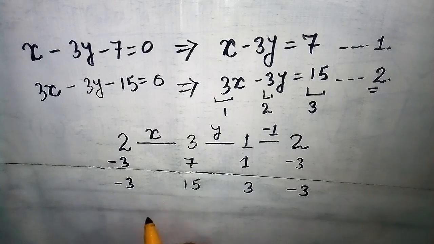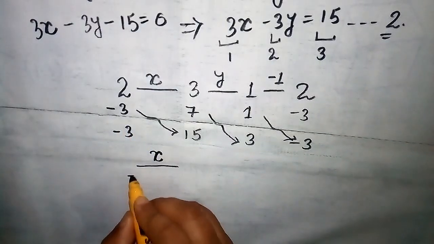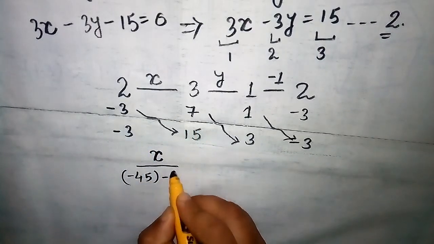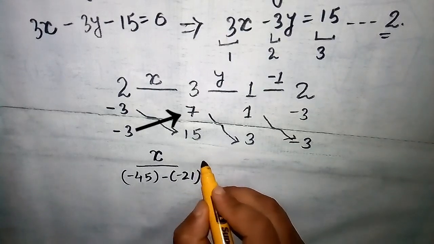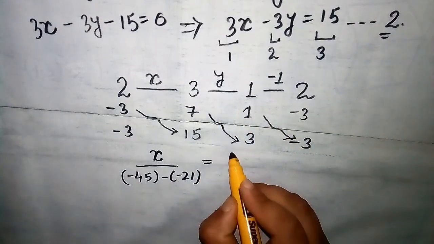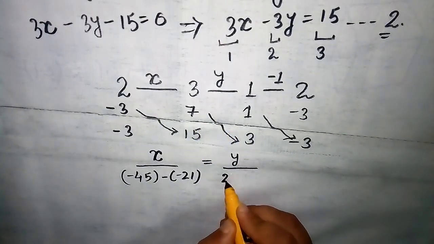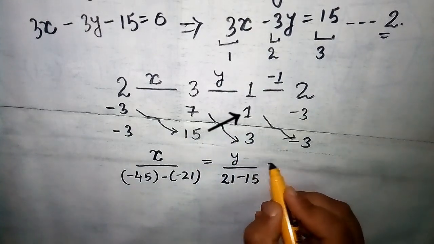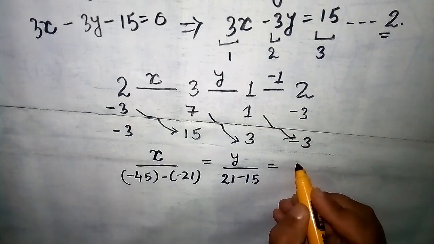So now let us solve it. So in the denominator of x we have to write cross multiplication of column 2 and column 3. So minus 3 into 15 is minus 45 and minus 3 into 7 is minus 21, and there will be minus between these two terms. And under y, the cross multiplication of column 3 and column 1. So 7 3s are 21 minus 15 1s are 15.